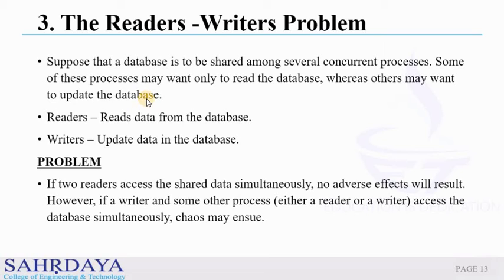So there are 2 processes mainly. The first is the readers. Readers is the process that reads data from the database, and the second is the writers, which updates data in the database. Now let us see the problem. If 2 readers access the shared data simultaneously, no adverse effect will result. However, if a writer and some other process, either a reader or a writer, access the database simultaneously, chaos may ensue. So we have a shared resource that should be accessed by multiple processes.